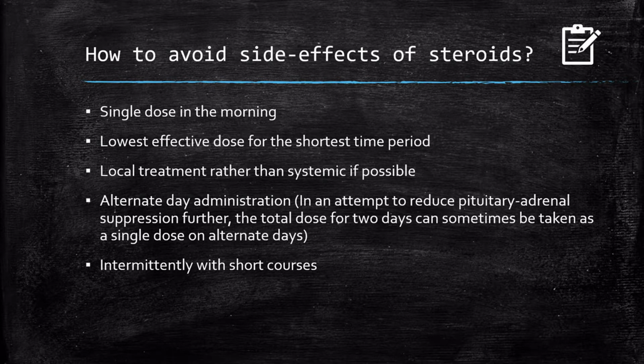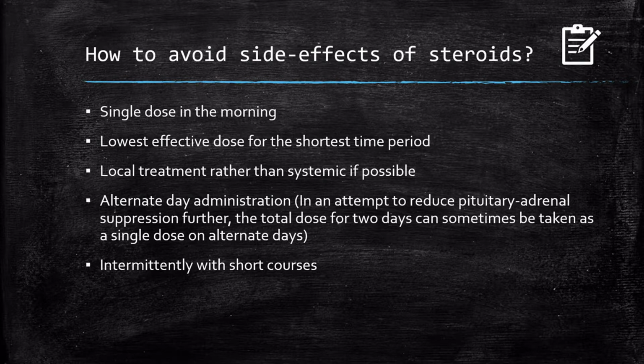So, we've just talked about some of the side effects. So how can we avoid them? Taking a single dose in the morning, for example, will definitely avoid insomnia, or to the best extent. Prescribers should try and give the lowest effective dose for the shortest time period. If you can use local treatment, for example, a cream instead of a tablet, or an inhaler instead of a tablet, even better, so better than systemic treatment.